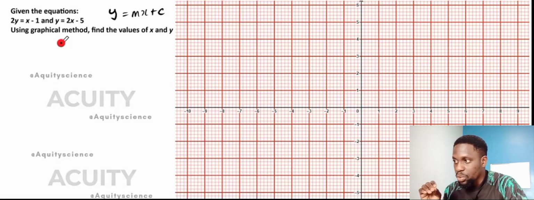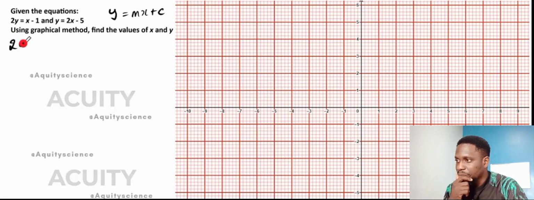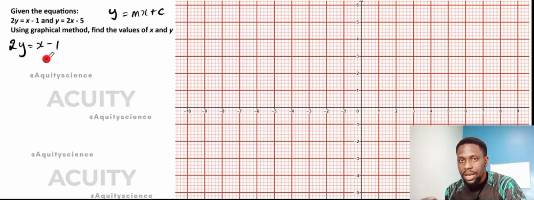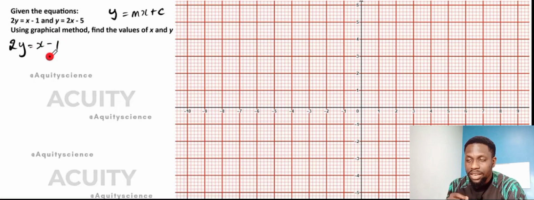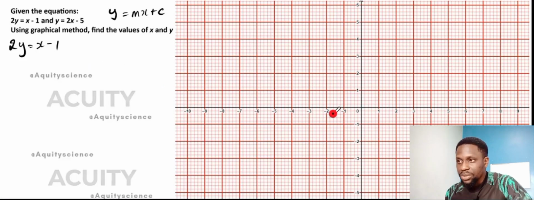Let's start with 2y equals x minus 1. To get 2 points, we need to just pick a random value for x and then solve for y. Just any random value. But I've got some limitations here. My graph sheet is in whole numbers and my scale is 1:1, so I don't want decimals or numbers beyond what I have here already. I'll be looking at numbers that fall within this range, so I will use small whole numbers.